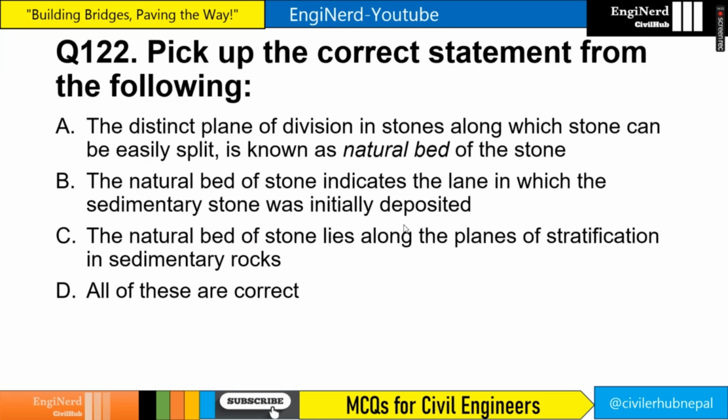Pick up the correct statement from the following. The distinct plane of division in stones along which stone can be easily split is known as the natural bed of the stone. So this is correct, right? The natural bed of stone indicates the plane in which the sedimentary stone was initially deposited. The natural bed of stone lies along the planes of stratification in sedimentary rock. All of these are correct.